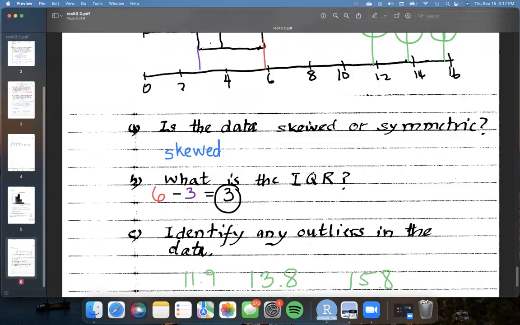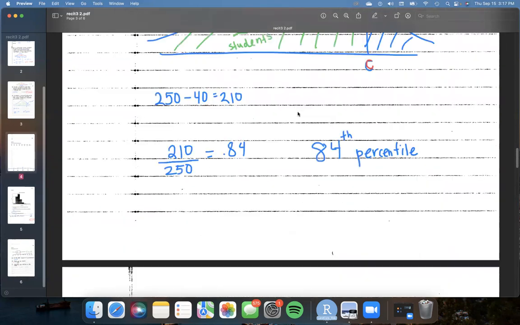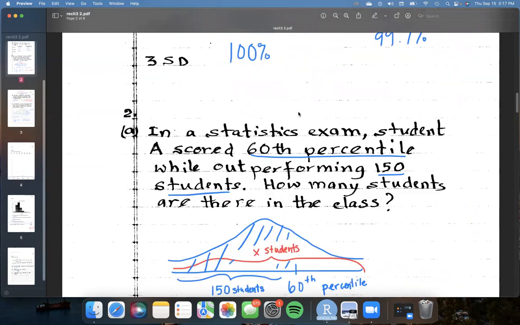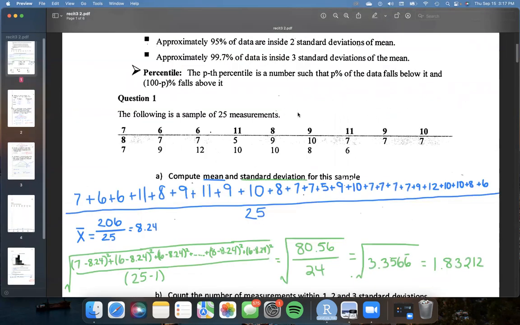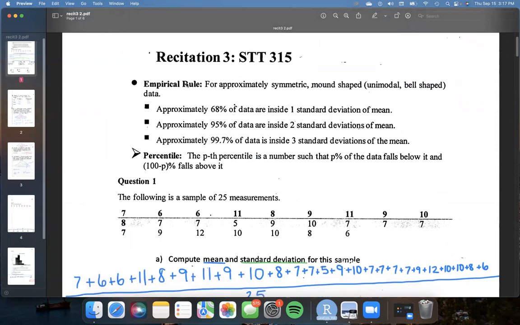All right, so this concludes recitation 3. And just to recap, we covered computing the mean and standard deviation again as review, we covered the empirical rule, and we also covered calculations using percentiles. All right, I will see you next week.